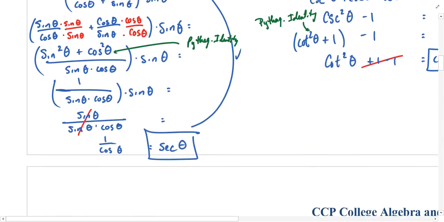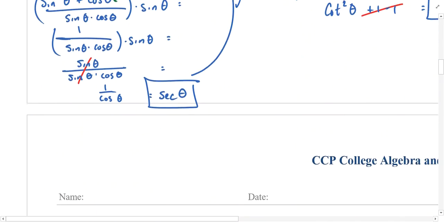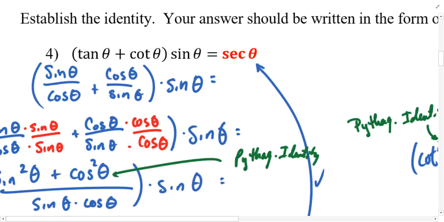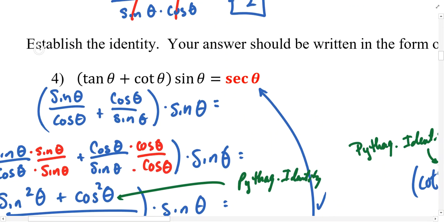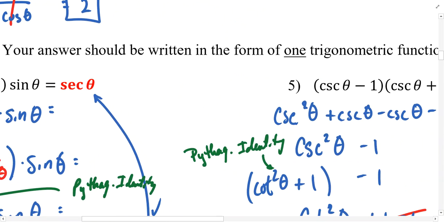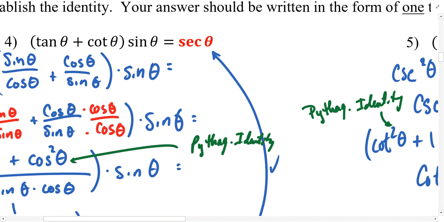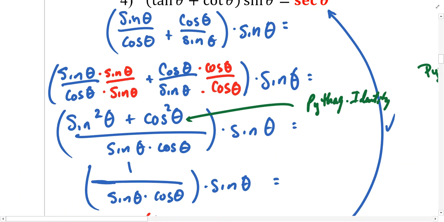For questions 4, 5, and beyond, I think we've got, oh no, 6 and 7 are a little bit different. So for questions 4 and 5, our instructions are to establish the identity, and your answer should be written in the form of one trigonometric function. So when we're done, we should have a single trig component. So sine, cosine, tangent, secant, cosecant, or cotangent, but not a fraction or a combination of any others.